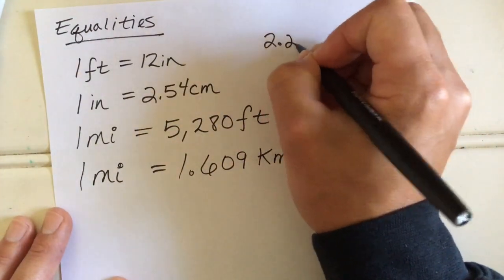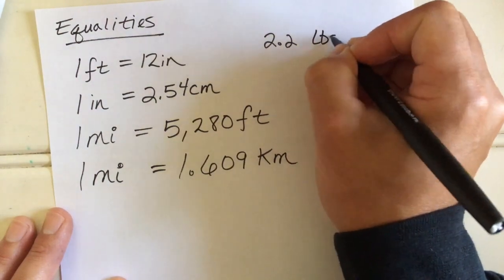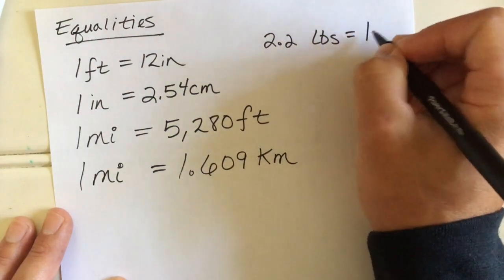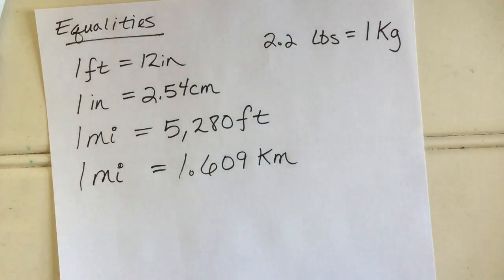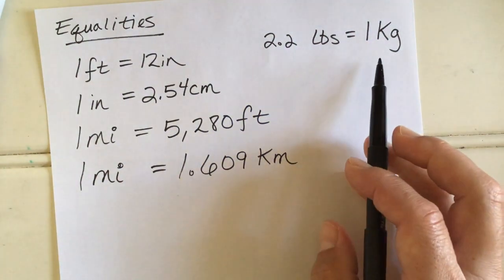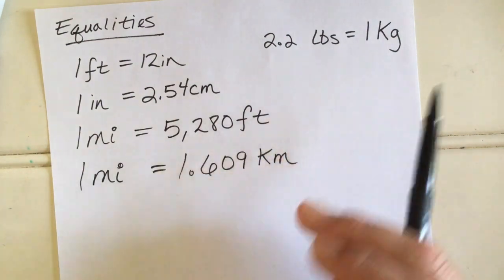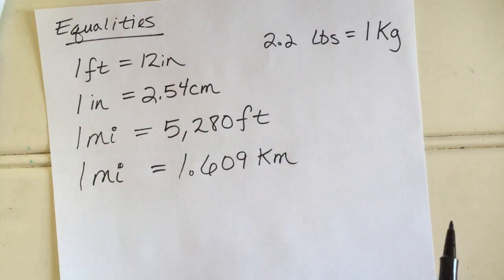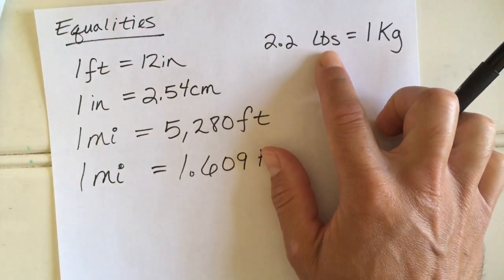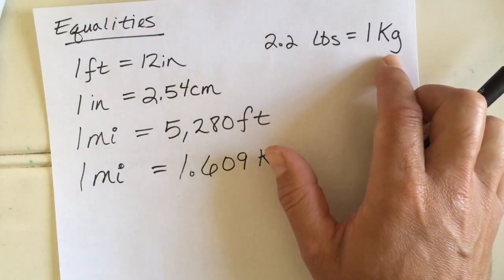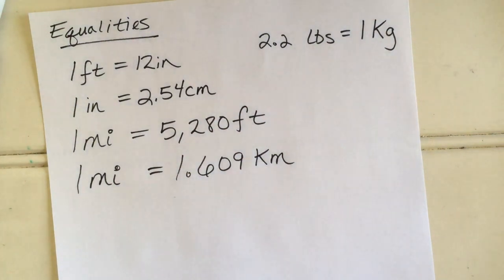All right, let's get some more. 2.2 pounds is equal to 1 kilogram. All right, that goes from weight to mass. That's interesting. These aren't even the same thing, really, because one is based on the gravitational field of the planet you're on, and one is just based on the amount of matter, which is mass.